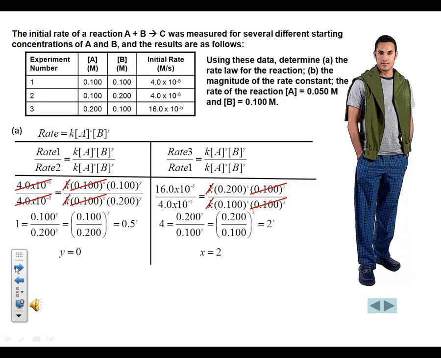At this point we can write the rate law for the reaction using the orders of reaction we just found. In part B, we are asked to find the magnitude of the rate constant, K. This will be done using the data for any of the reactions and substituting into the rate law we just found.